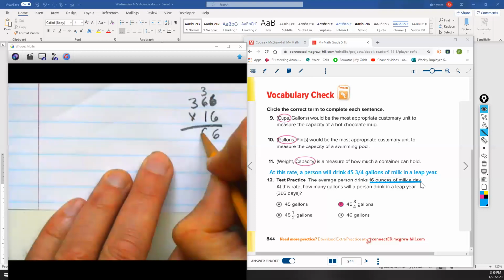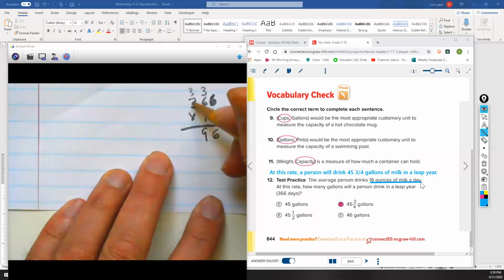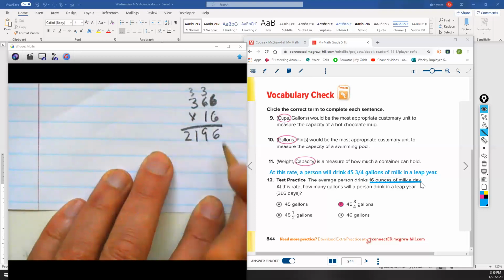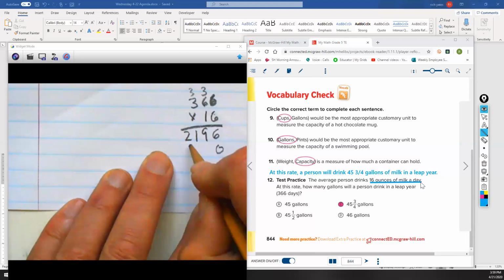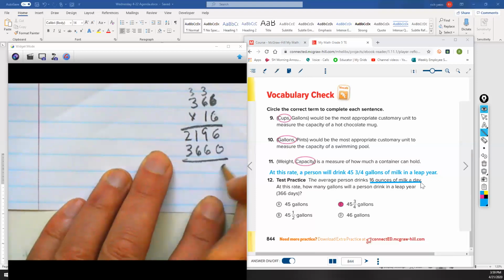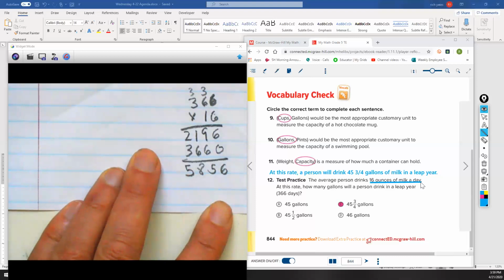Ooh, this is a long one. 36 plus 3 is 39. 3 times 6 is 18 plus 3 is 21. 2,196. Add a zero bomb. 366 times 1 is 366. I'm going to get 6, 15, 8, 5. So it's 5,856 ounces of milk. Whew, that's a lot of milk when you look at it like ounces.